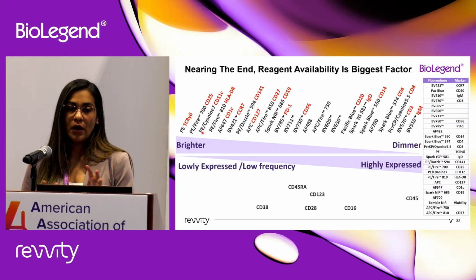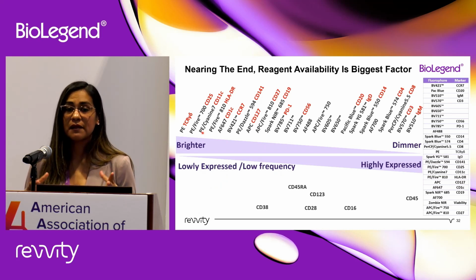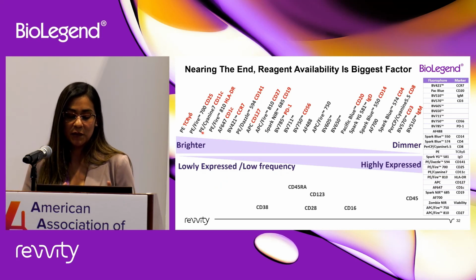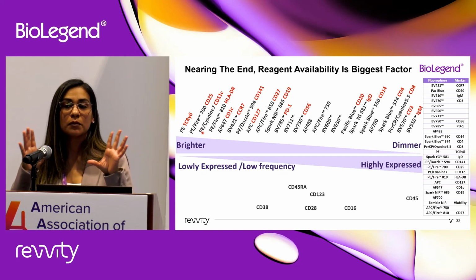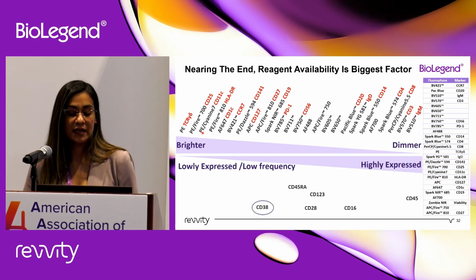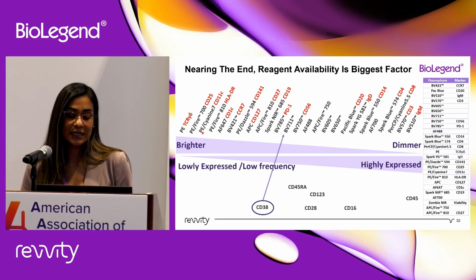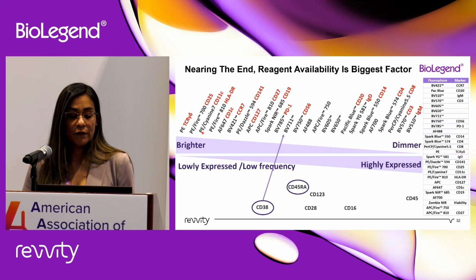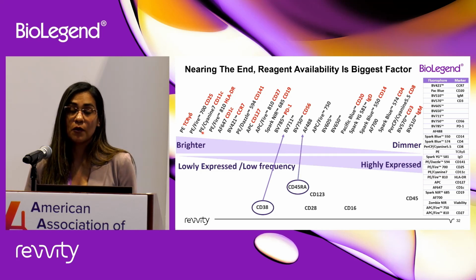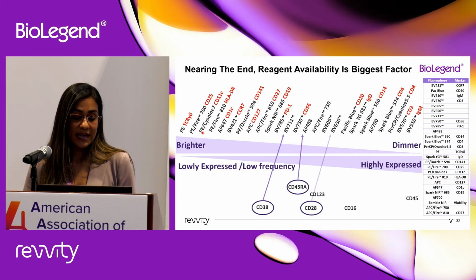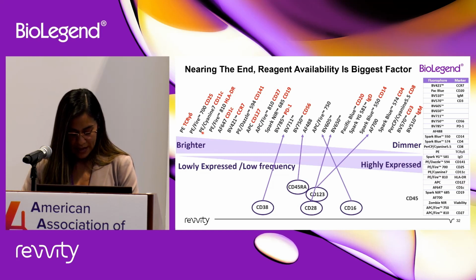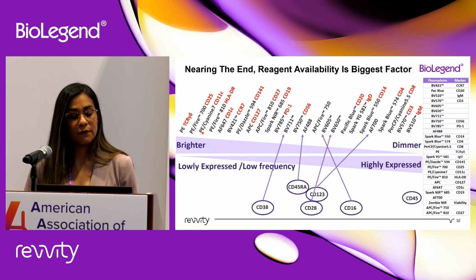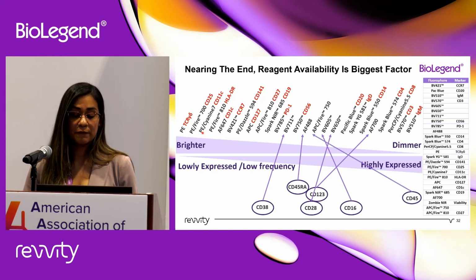And when we are going to the end of the markers, the criteria that we are going to follow is the same, assigning highly expressed markers with dimmer molecules and keeping in mind what will be your gating strategy to avoid the spreading. So CD38 in this case was assigned to Brilliant Violet 711. CD45RA was assigned to the Alexa Fluor 488. CD28 to the Brilliant Violet 650. CD123 to the Alexa Fluor 700. CD16 with our Brilliant Violet 605. And the CD45 to the APC Fire 750.